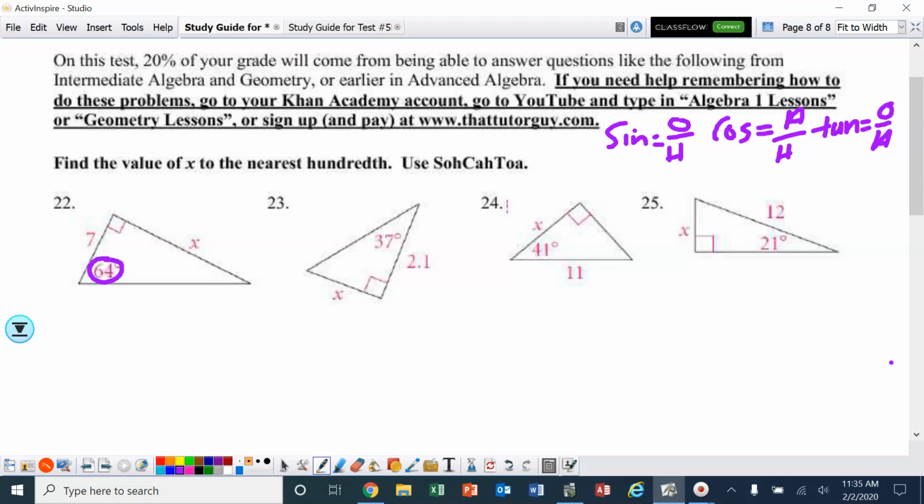The hypotenuse is not being used. So therefore, it can't be sine or cosine. So we see that this is adjacent and this is opposite that angle. Adjacent, opposite, so we're going to go tangent 64 equals the opposite, x, over 7.